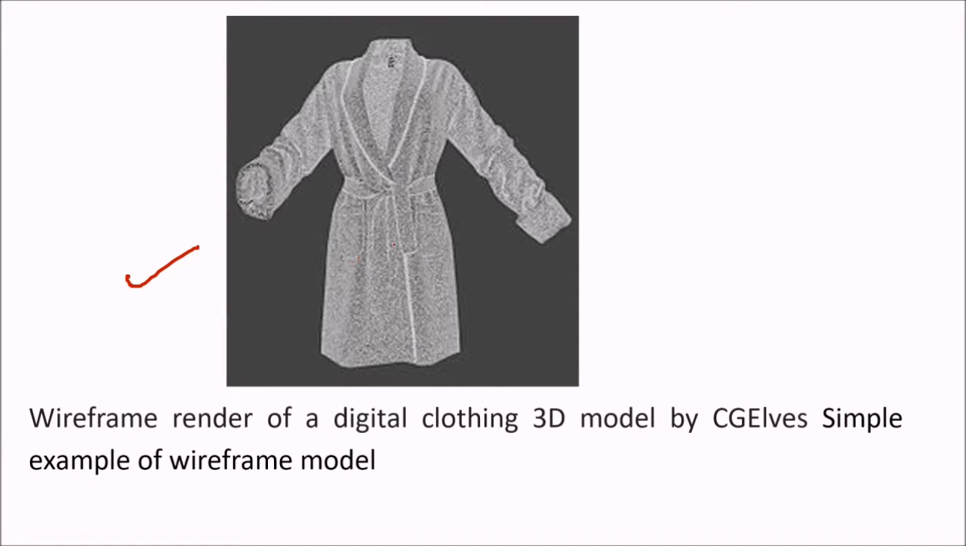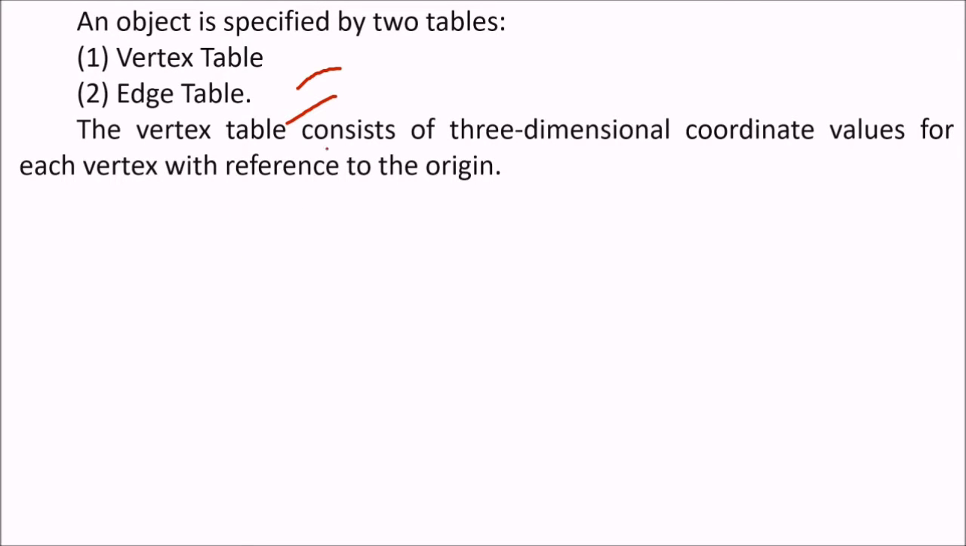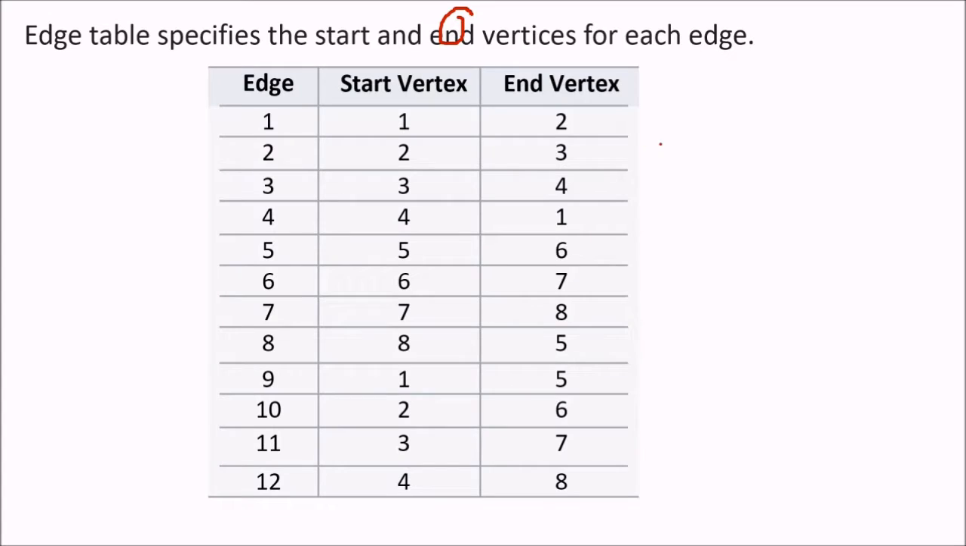This is a wireframe render of a digital clothing 3D model by C.G. Elvis, a simple example of a wireframe model. An object is specified by two tables, as we just suggested: a vertex table and an edge table. The vertex table consists of 3D coordinate values for each vertex with respect to an origin, and the edge table specifies the start and end vertices of each edge, like this, for a cube as we have just seen.